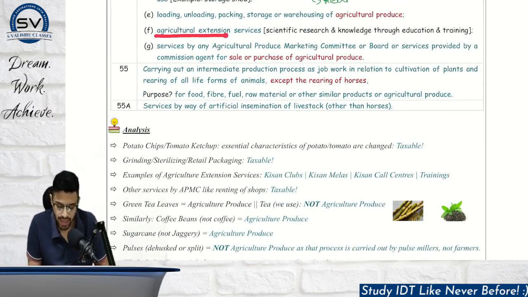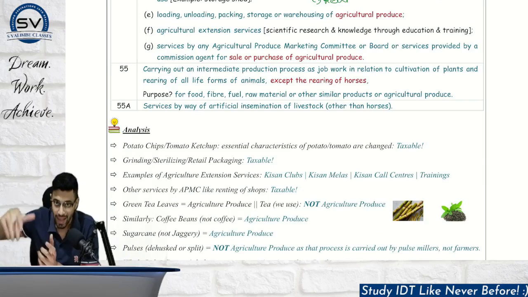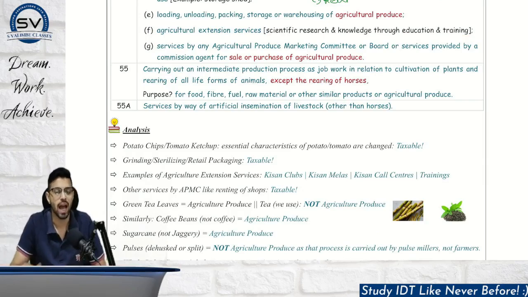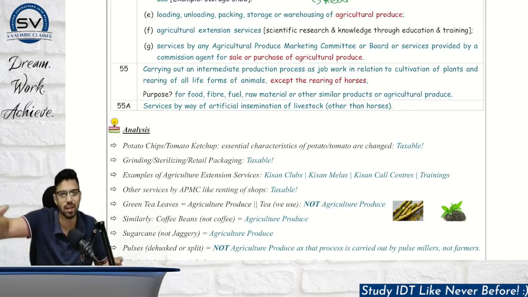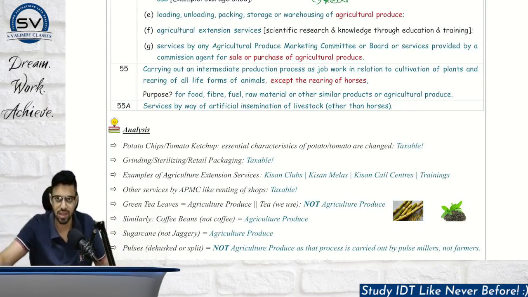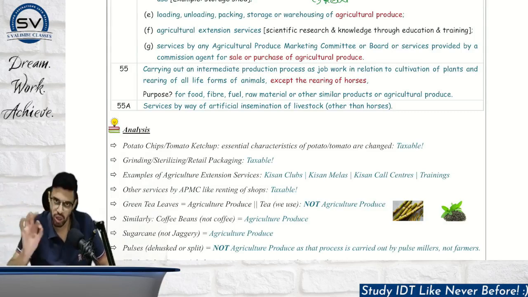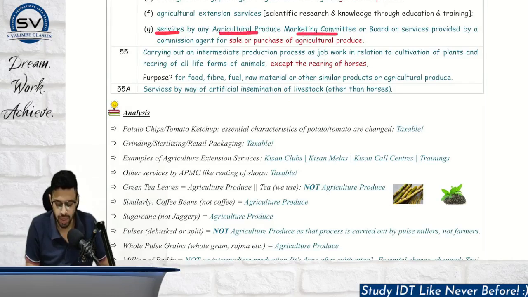Okay. Agriculture extension services. What do you mean by extension? Extension means something beyond. So with respect to agriculture, extension services like scientific research and knowledge through education and training. So let's say I'm organizing some kind of a training camp for 2 days in a village in Maharashtra to provide some scientific methods for the farmers to ensure that their produce is improved and their efforts are reduced, to help them. Again, GST is not leviable. Why? Always the aim of the government will be, with respect to the farmers, we have to lower the cost. So GST is exempt.